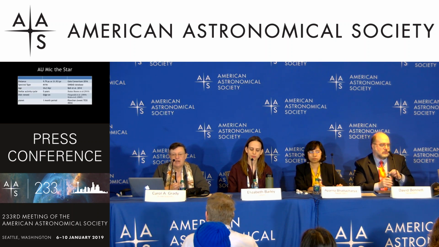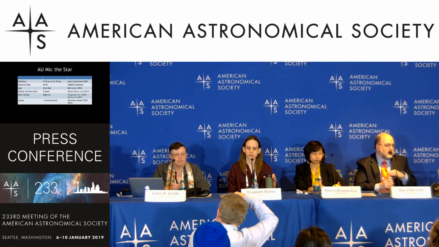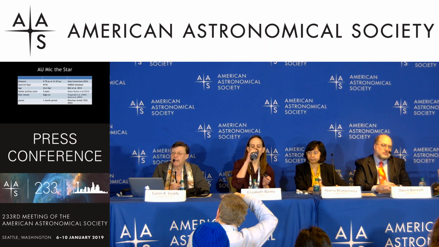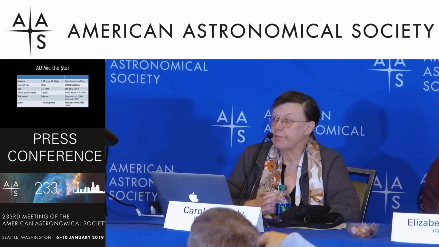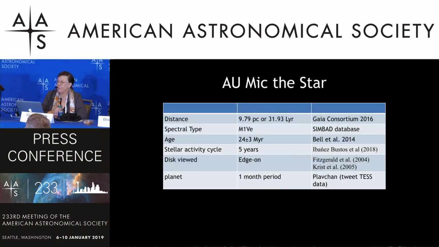The first thing is, AU Mic is a red dwarf. It's fairly nearby at under 32 light years. It's actually unusual in that we know its age very well. It is a member of the Beta Pictoris moving group, and as a result, people can construct an HR diagram and use guilt by association to figure out the age of the system. So it's about 24 million years old.